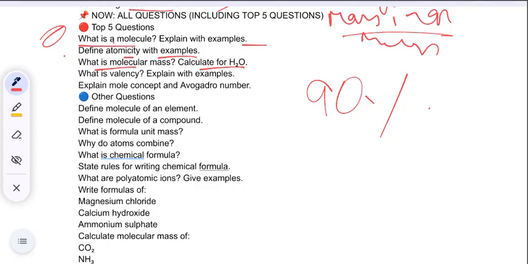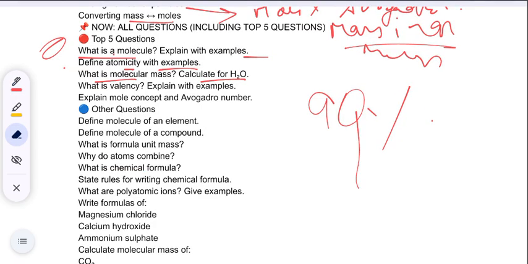Okay, means how you can find molecular mass of any substance. If you want to find out molecular mass, how can you find it? It is generally the sum of atomic mass of atoms in one molecule. About H2 also we will calculate.